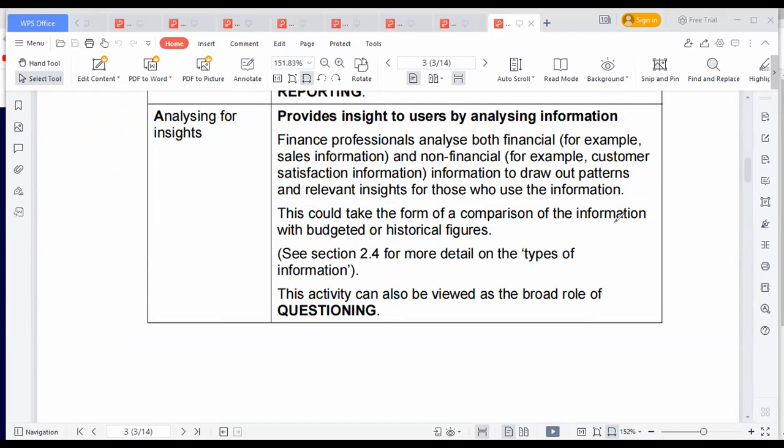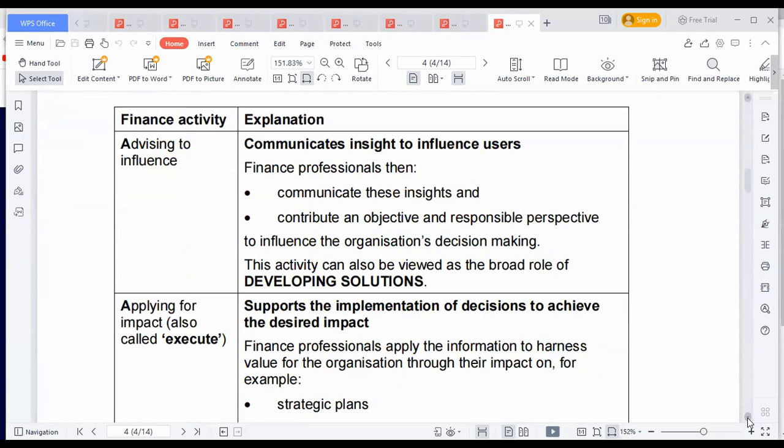And then we go to the third part of the information to impact framework. The third part here is advising to influence. Right, advising to influence. So what does that mean? Who are we advising? Now that we have an insight of the information, we advise management to make certain decisions. So this is a point where we will be communicating insights. We communicate insights in order to influence the users.